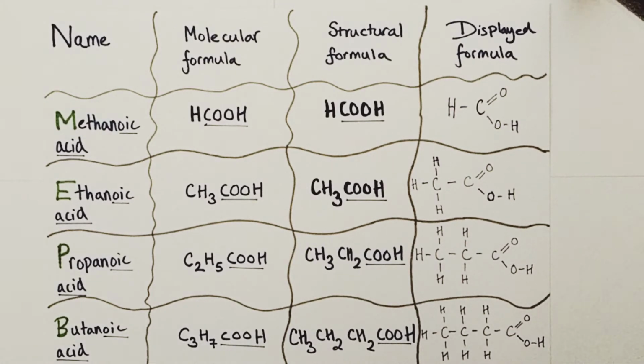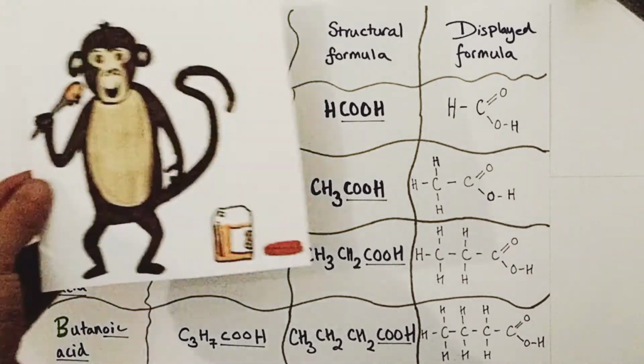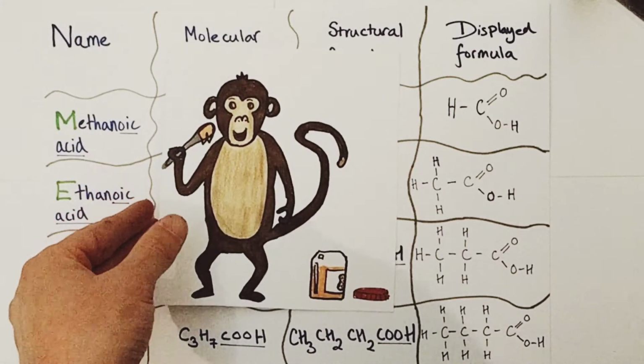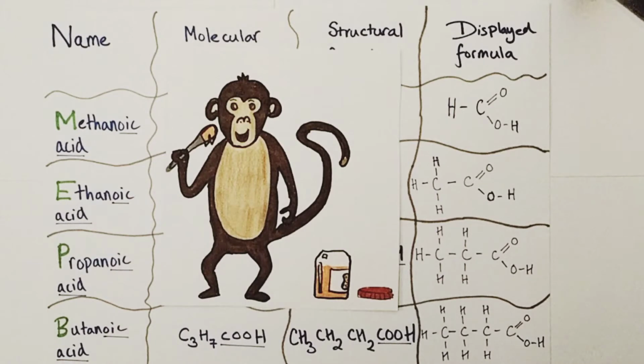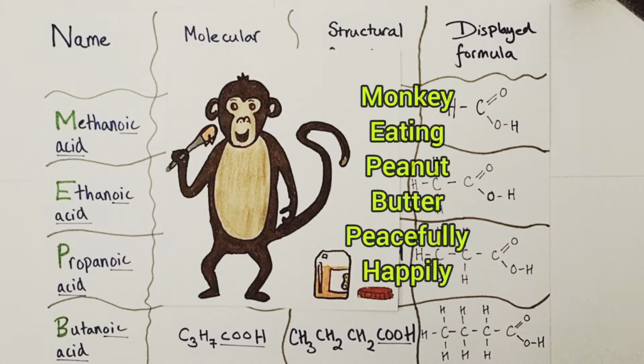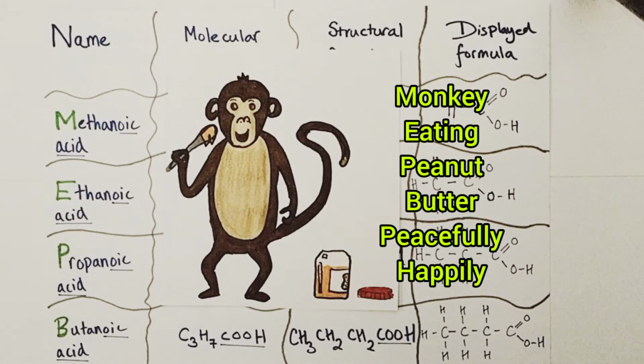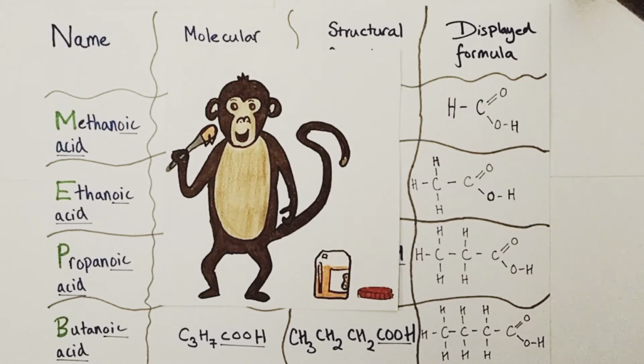And if you want a quick aide-memoire for that nomenclature system, just think of a monkey eating peanut butter peacefully and happily. Gives you the starting letters M, E, P, B, P, and H. Monkey eating peanut butter peacefully and happily. And it's a great picture of a monkey as well, if I do say so myself.